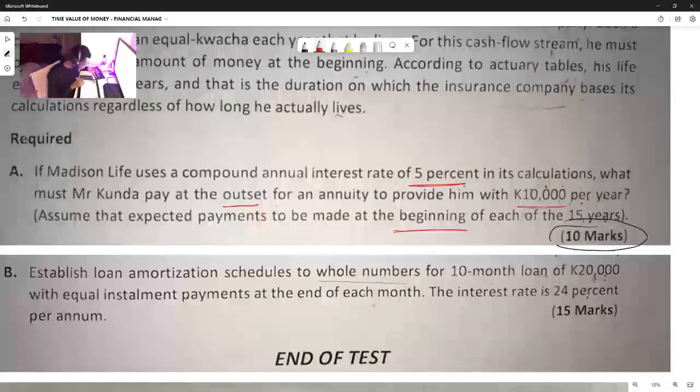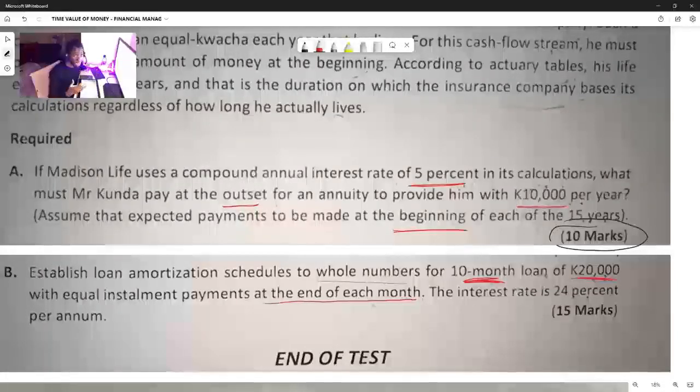So it says establish loan amortization schedules to whole numbers for a 10-month loan of 20,000. 10-month loan. So we're going to highlight that because that's very important. And this is the deposit, or basically the loan at the beginning, in the current period, that we are getting, with equal installment payments at the end of each month. End of each month. Equal installment payments at the end of each month.